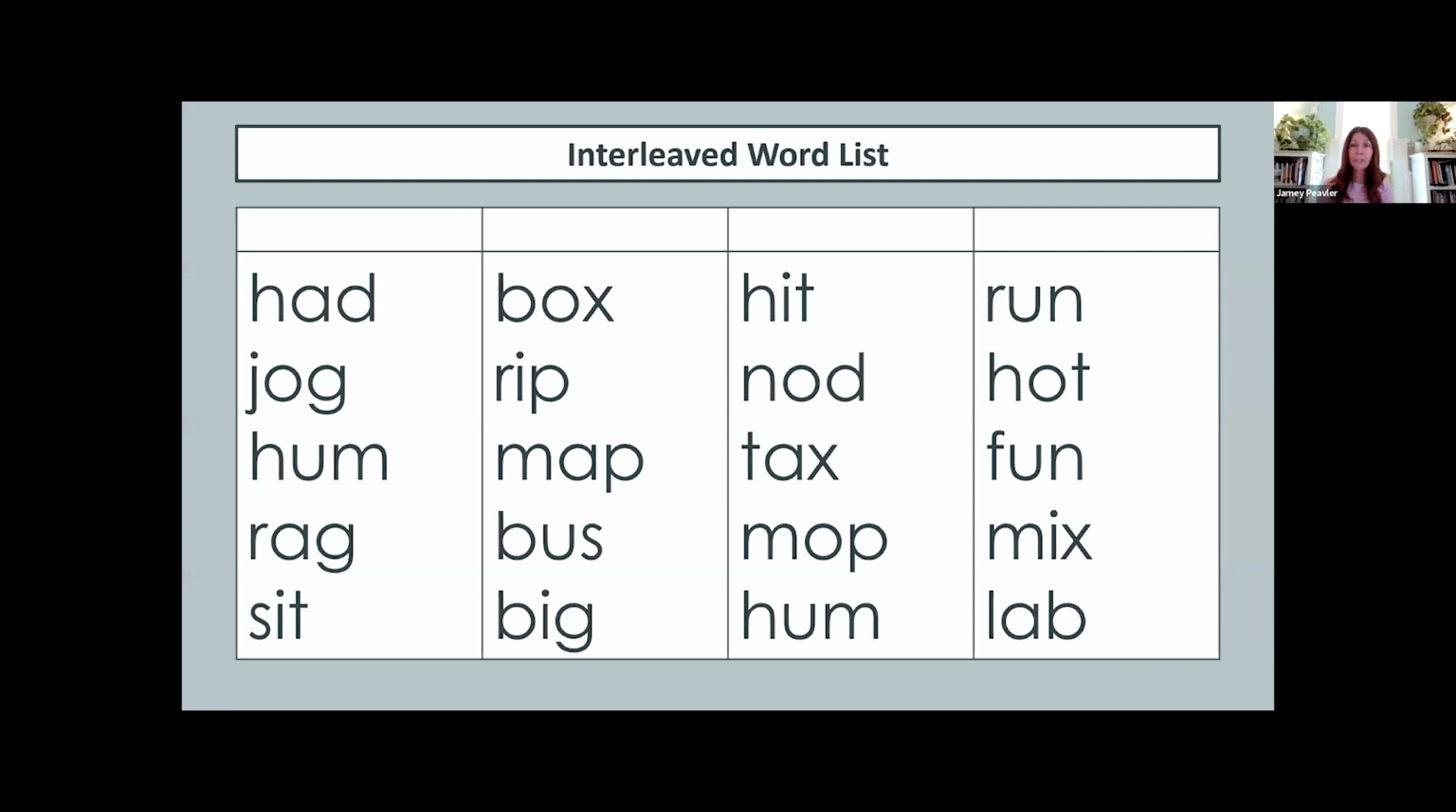So this interleaved list is a way of, again, scaffolding supports so that I am reducing the support by increasing the difficulty. This is the type of practice you want to consider offering a student towards the end of the fluency stage to support them from fluency to generalization.